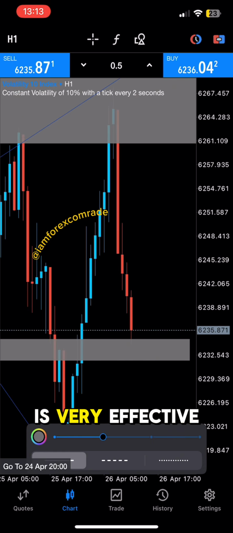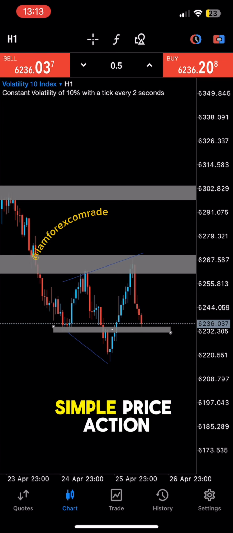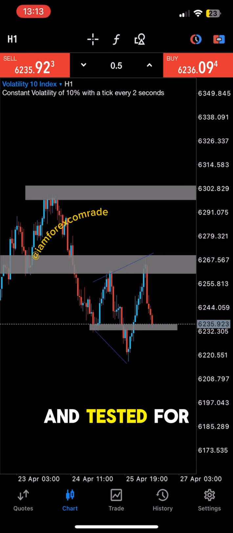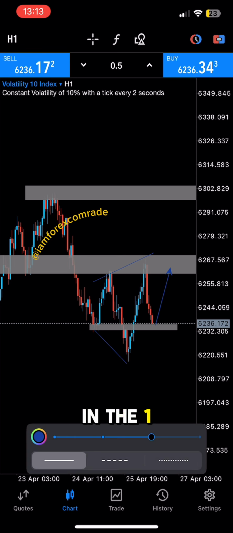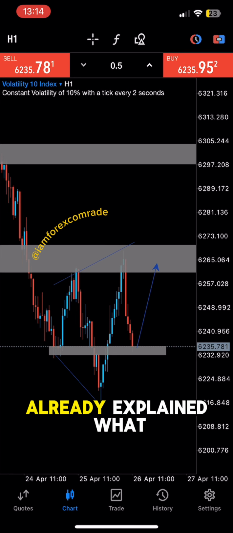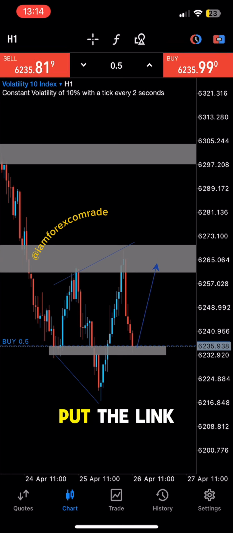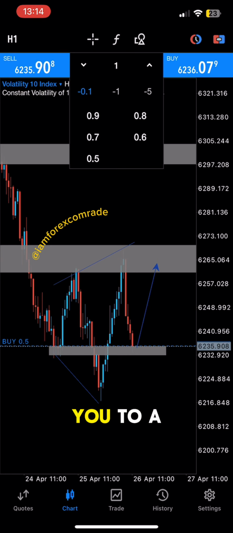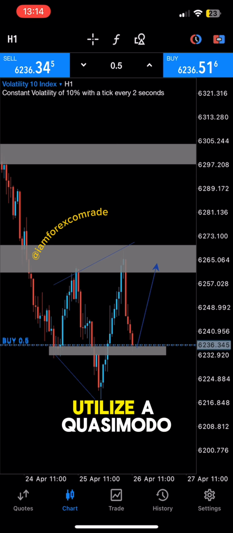This pattern is very effective because it follows the true principles of simple price action that have been tried and tested for a very long time. As you can see, in the 1 hour time frame it is still the Quasimodo setup, and I've already explained what a Quasimodo is. If you don't know what a Quasimodo is, I'm going to put the link in the description box below, where it will direct you to a video where I explained the Quasimodo pattern and how to utilize it.